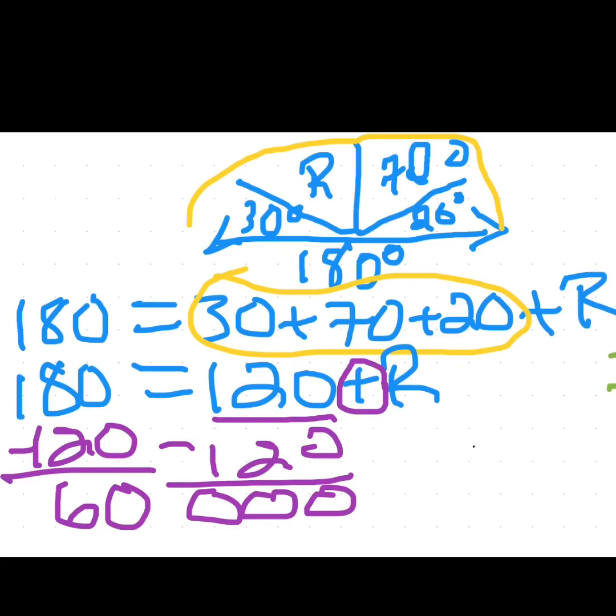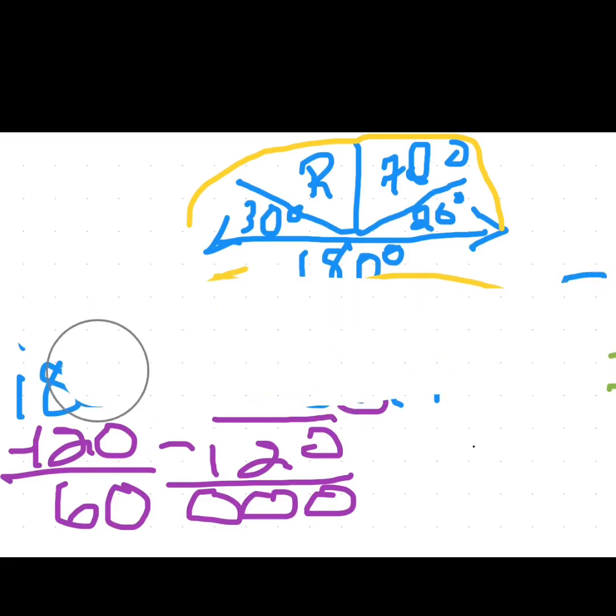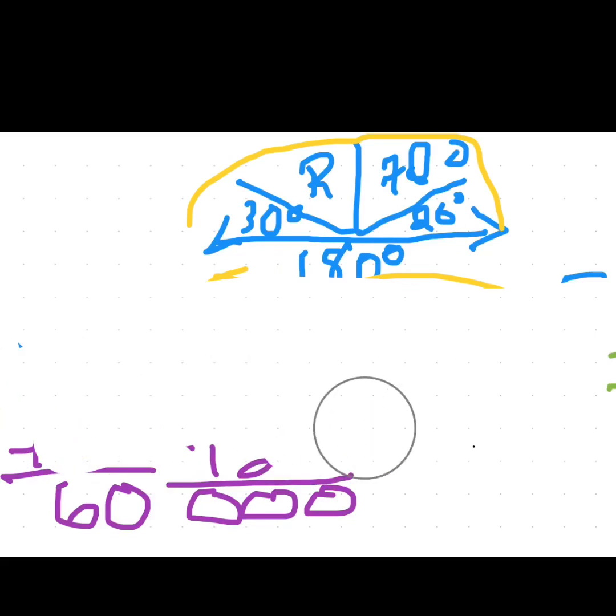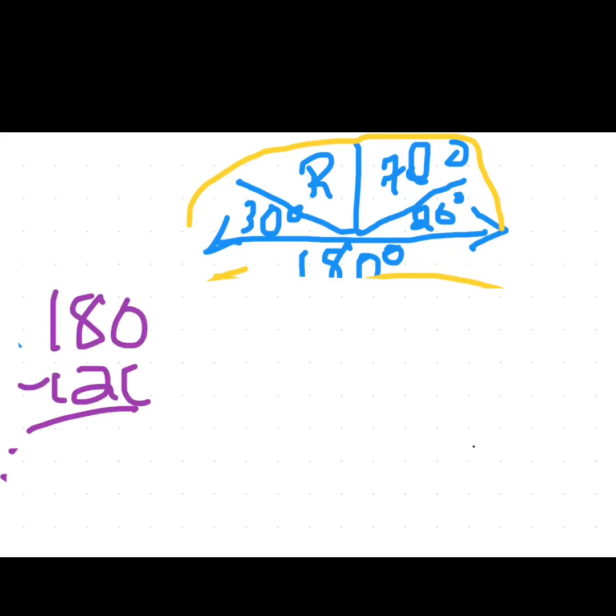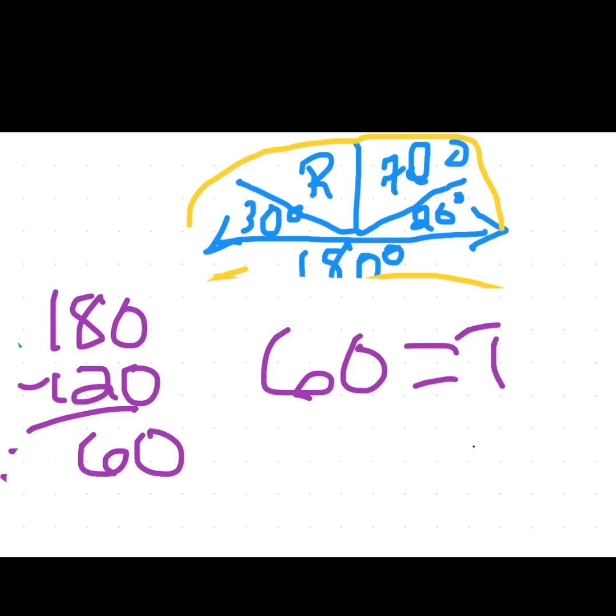So what does that leave us with? Well, erase all this, we don't need that anymore. That will leave us with, what did we do? We did 180 minus 120, which gave us 60. So that means 60 equals R.